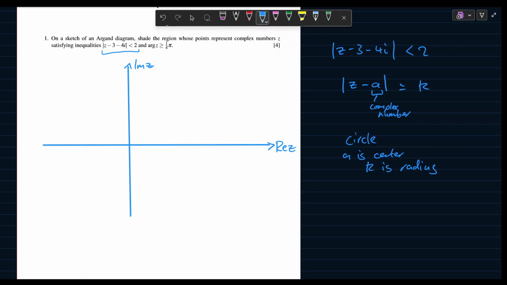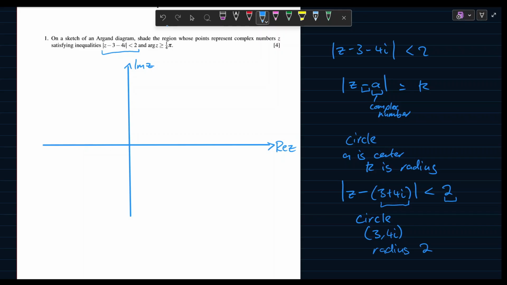So what this means in our case is, first of all, we have to factor out a negative sign. We have to be able to clearly see that negative sign. So we're looking at z minus, and then that's 3 plus 4i. So the complex number here is 3 plus 4i. This is less than 2. So we've got a circle, and our center is going to be 3 plus 4i, and our radius is 2. So that's what we need to draw.